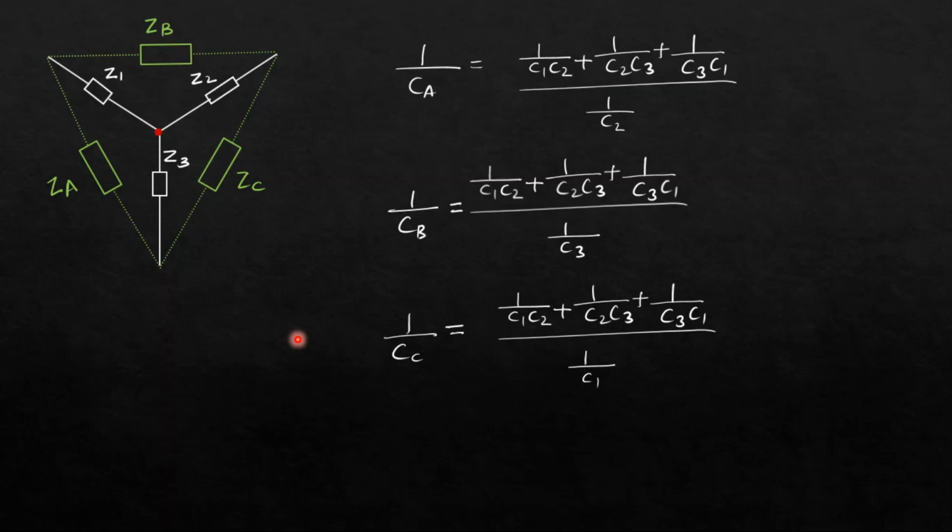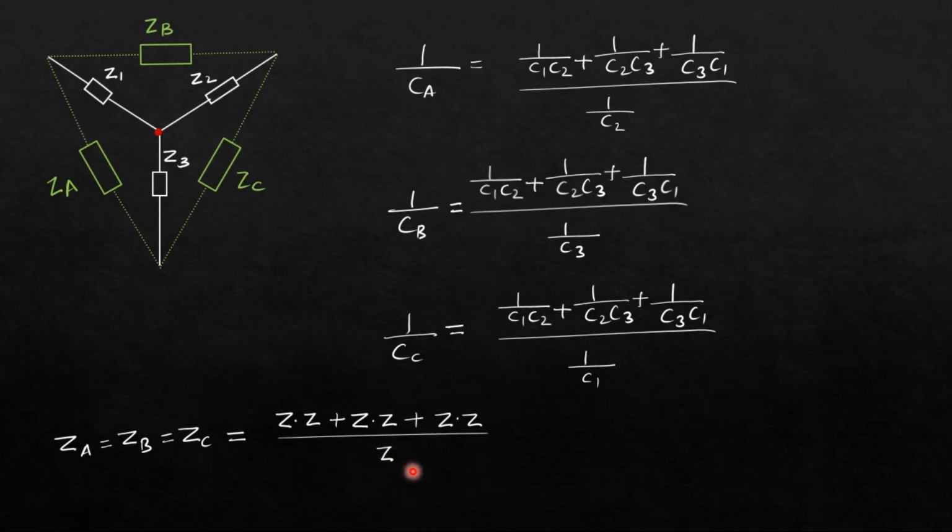Fine. So these are the basic formulas that you must always remember. Now again we will take the case of equal impedance here. Let's suppose Z1, Z2 and Z3 are equal to Z. So ZA, ZB and ZC will also be equal. So ZA, ZB and ZC will be equal to Z into Z plus Z into Z plus Z into Z divided by Z, which will come out to be 3Z. So we can draw the conclusion here that Z delta is equal to 3Z star.